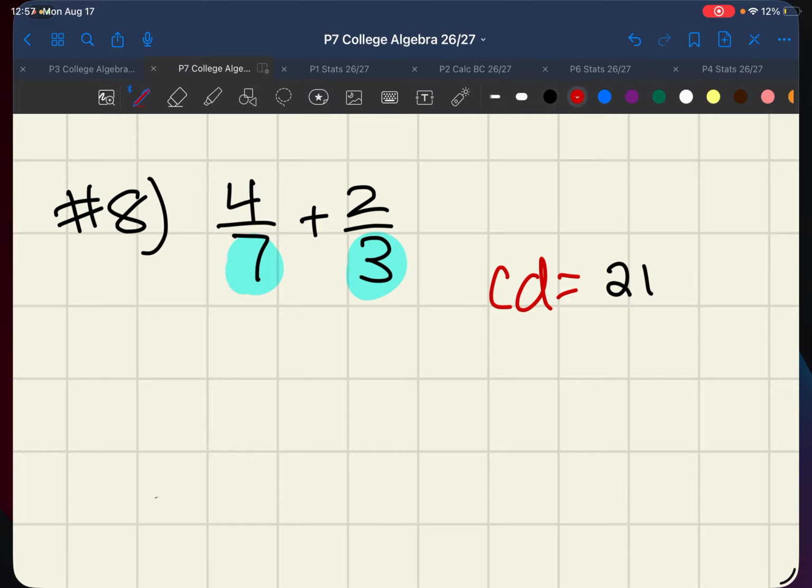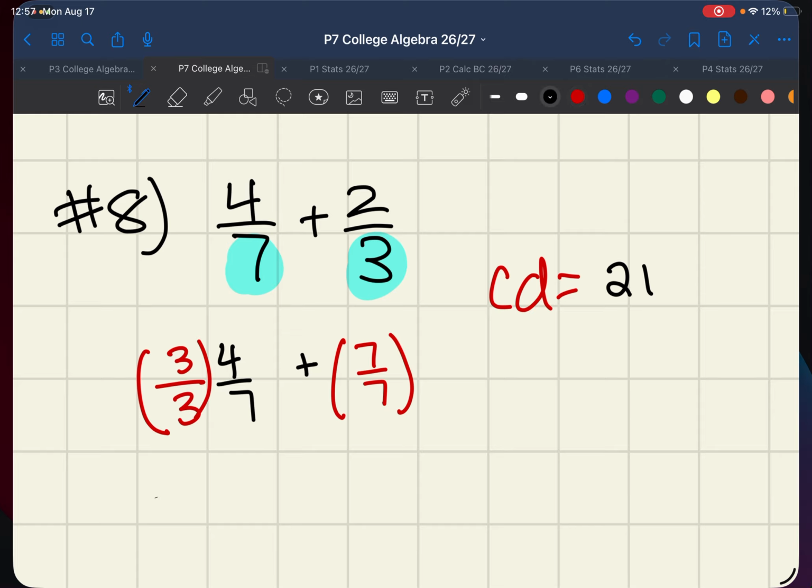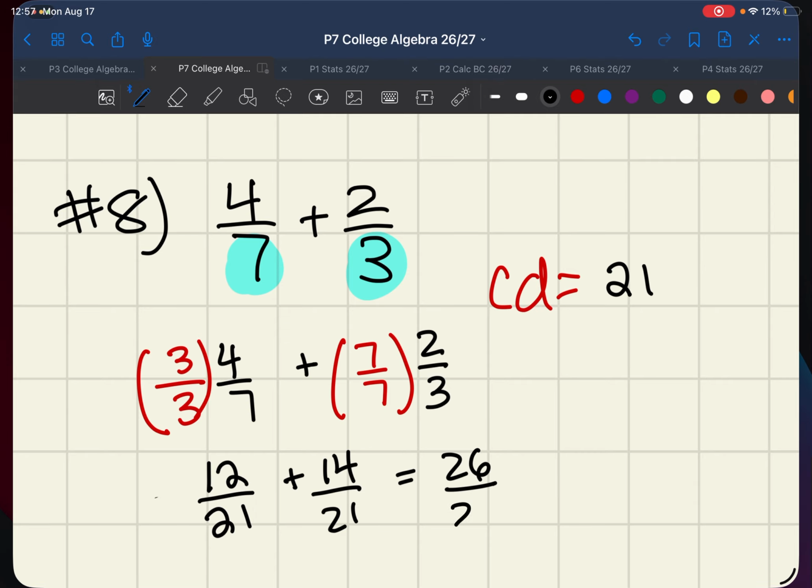So 21 is going to be my common denominator. So in order to do that, I'm going to multiply the 4 over 7 by 3 over 3. And then I'm going to multiply the 2/3 by 7 over 7. And again, my goal is to get a common denominator of 21. So when I do this, I have 12 over 21 plus 14 over 21, which gives me 26 over 21. And that is my answer.